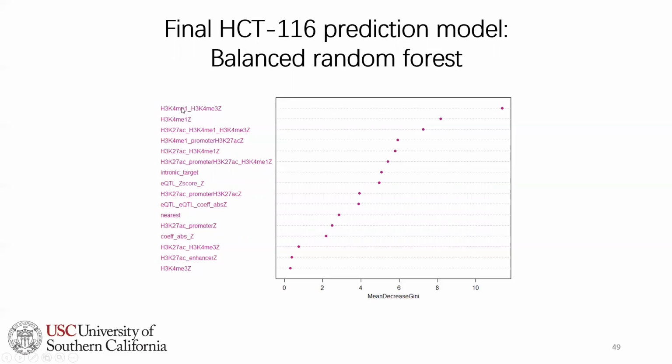So it looks like the most important variable to this model was H3K4 monomethylation interacting with H3K4 trimethylation. The monomethylation is an active enhancer mark, and the trimethylation is the promoter mark. So this variable is now providing information on the enhancer and the gene. And you can also see that the monomethylation by itself is also very important, and so on. And so here they are.